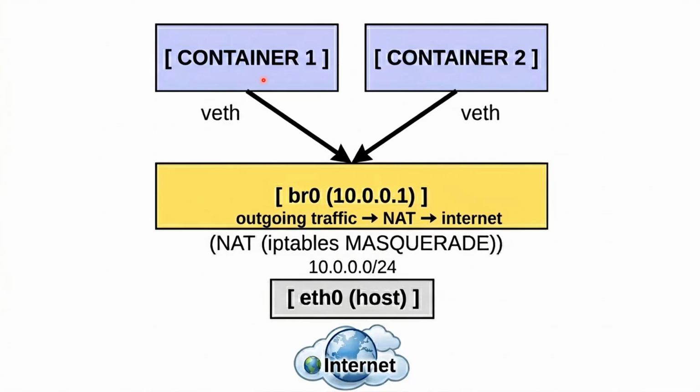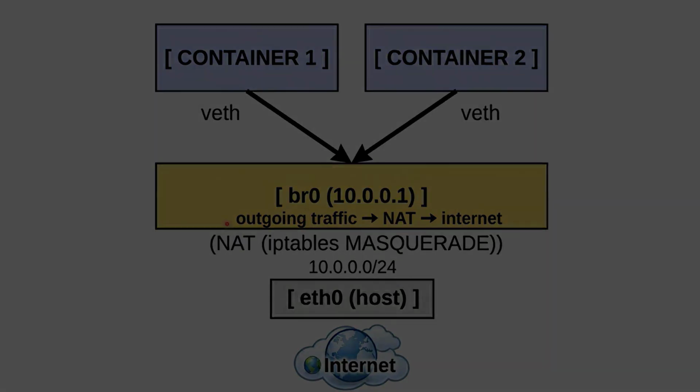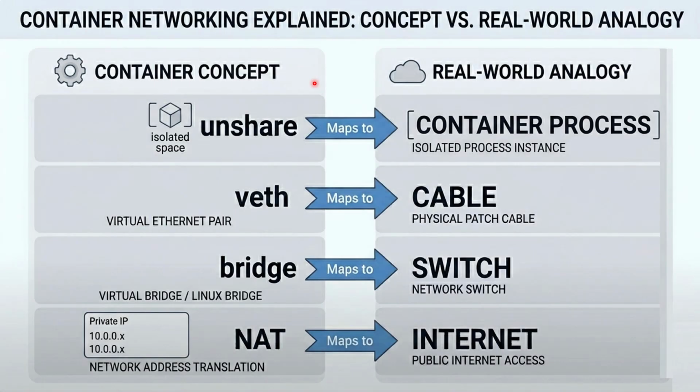Since we are using the Linux bridge, forwarding happened between br0 and ens4, not directly between the veth interfaces. Now let's connect everything together. Unshare creates the isolated container space, veth works like the virtual cable, the bridge acts like a network switch, and NAT gives the container internet access. So when you run Docker, it's simply doing all of this automatically. Now you know how a container gets an IP, talks to each other, and reaches the internet. No magic, just Linux doing the Linux things.